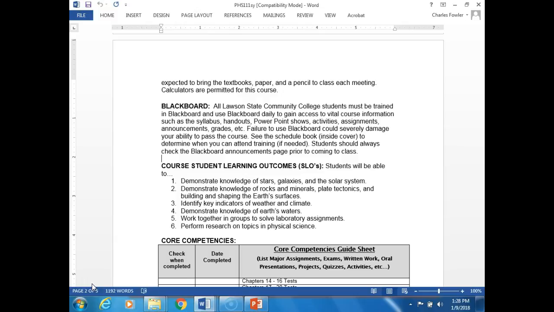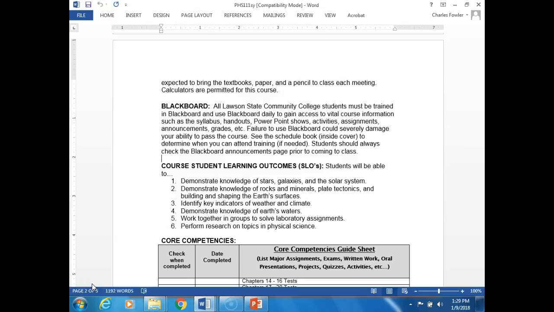Okay. Now, this next sentence I think is way overstated. Failure to use Blackboard could severely damage your ability to pass the course. Wow, what a harsh statement. If they let me change it, I would have said the proper use of Blackboard could greatly enhance your ability to do well in the course. It's a much more positive statement to me, closer to reality. Now, some classes, it may be if you don't use it, you fail. That may be true. Not in this class.